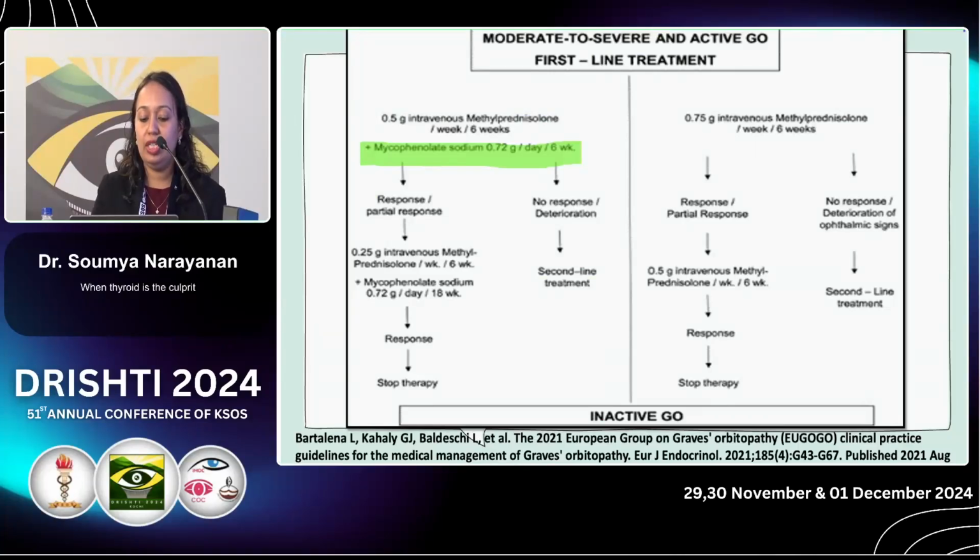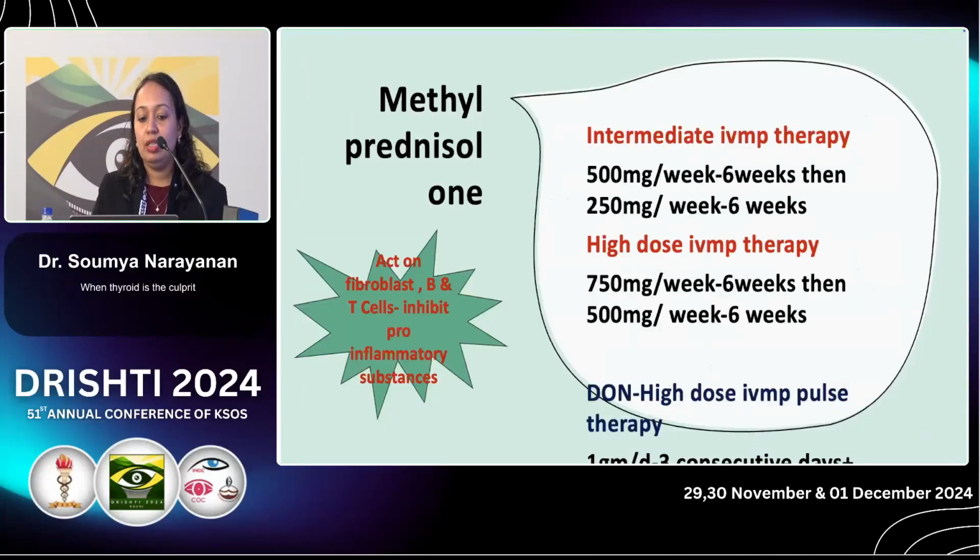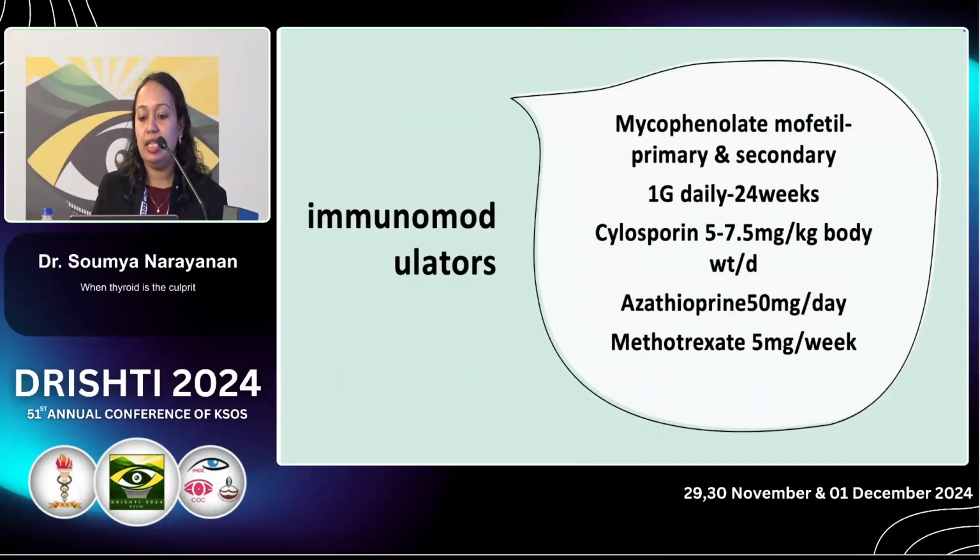The 2021 EUGOGO meeting said that we can even use mycophenolate mofetil as first-line treatment. It has equal effectiveness to IVMP treatment. Methylprednisolone acts on fibroblasts, B cells and T cells to inhibit pro-inflammatory substances. Immunomodulators like mycophenolate mofetil, cyclosporin, azathioprine and methotrexate can also be used, either as adjuvant therapy or in cases where the patient cannot take IVMP.